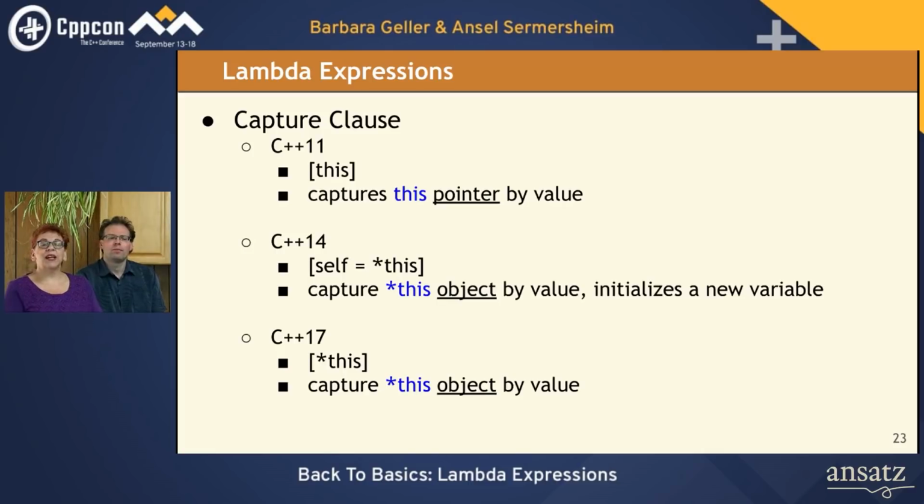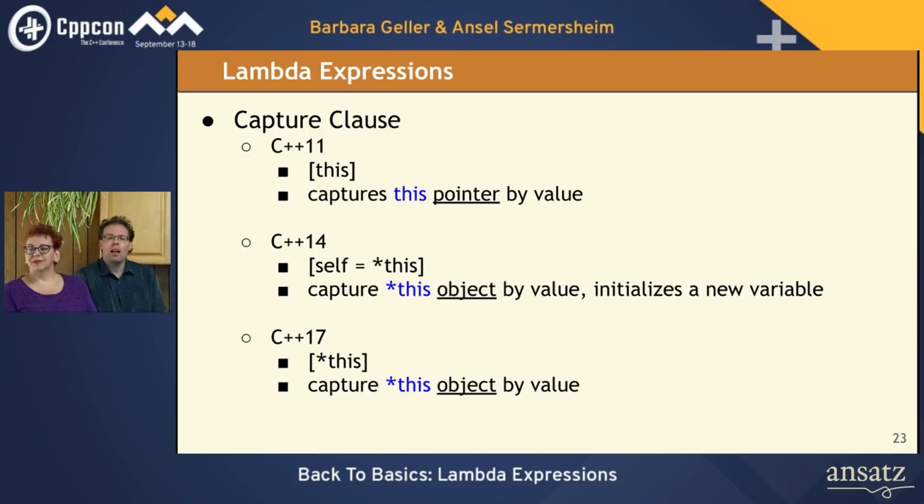So what happens about a Lambda expression inside a class? Well, you don't have access to the data members and the methods. So how do we capture the current object? We need a way to capture this. In C++11, the only supported way to do this was to capture the this pointer.